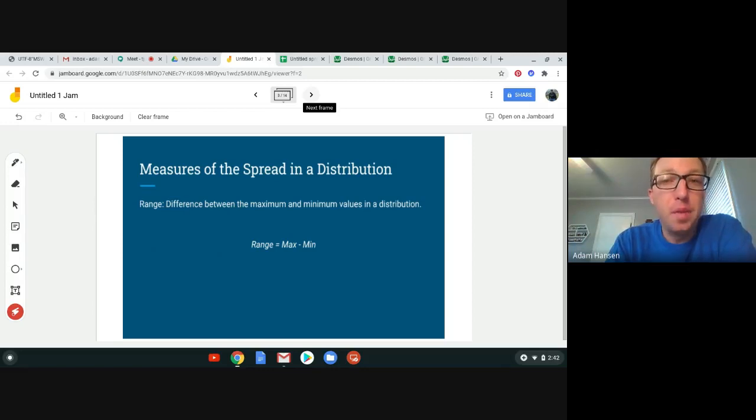I can describe the spread of a distribution by using what's called the range. The range is just the overall length of the data set, or in other words, the difference between the highest and lowest values in a given distribution. The range is the top minus the bottom, max minus min. How far is it from the smallest up to the highest?